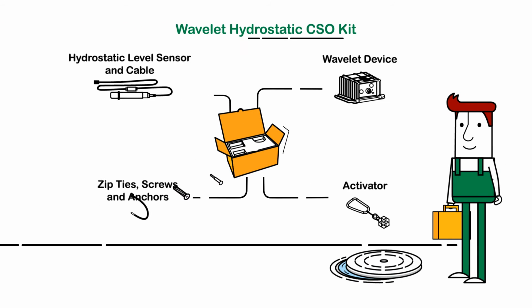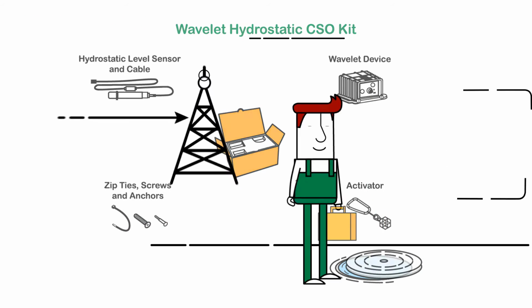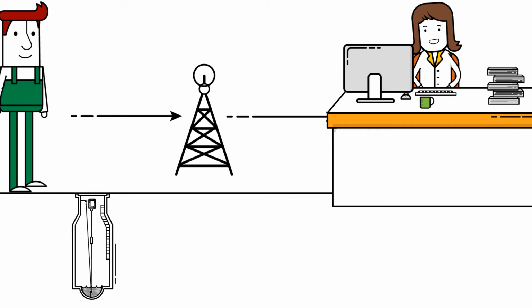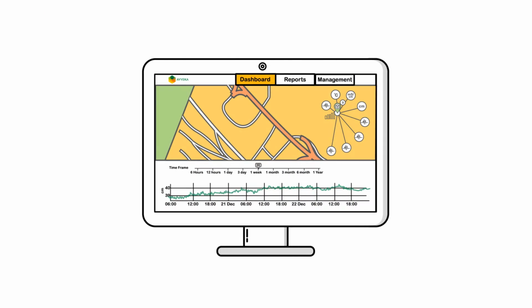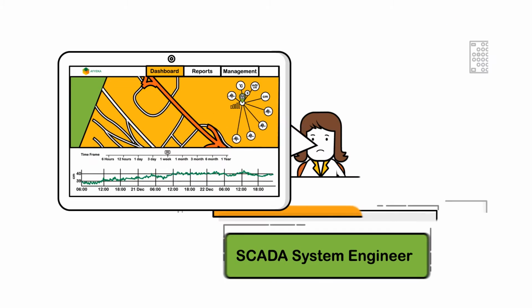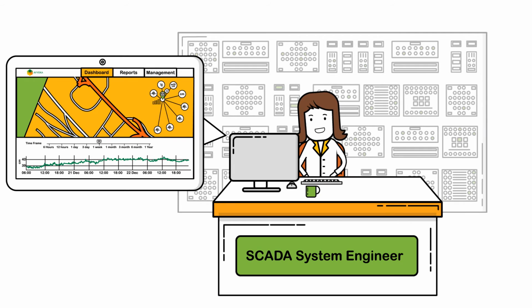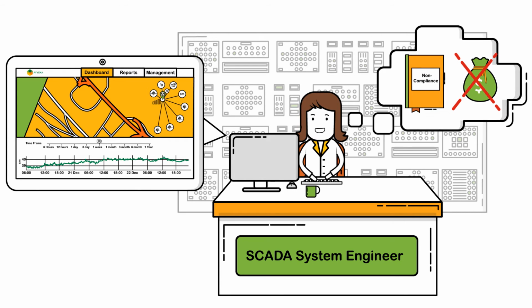Joe installs the new kit, and in a matter of minutes, the data is securely sent to the utility SCADA system. With Wavelet Kits installed in the network, everyone in the control room can view real-time information on water level and wastewater quality. No more heavy fines for non-compliance.